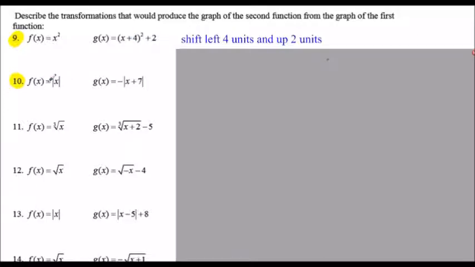So for this number 10, we've got an absolute value function. Over here I also have an absolute value function, but now I've got a negative in front. So think about what that does. Feel free to peek back at your examples on the front page if you like. Then I've got a plus 7 inside. What does that do? Write down your answer, then play the recording.